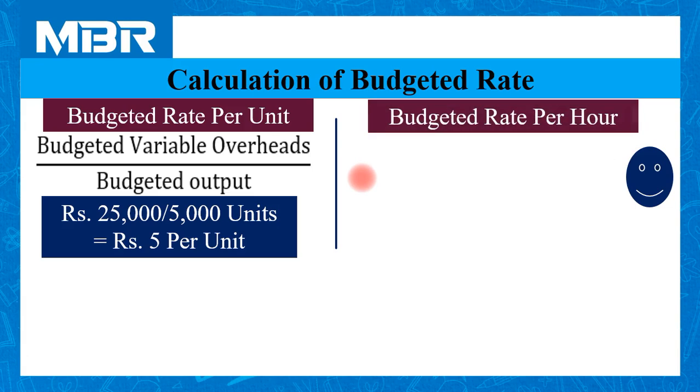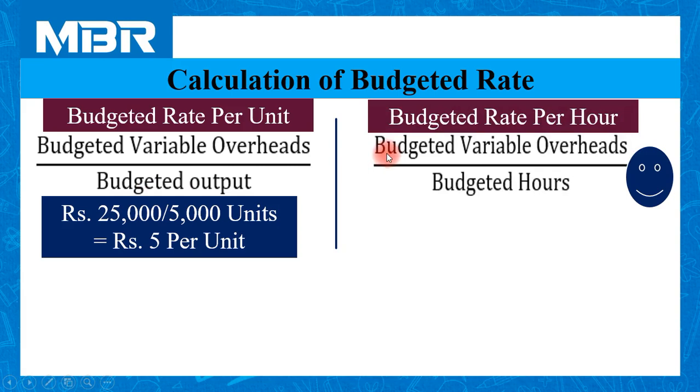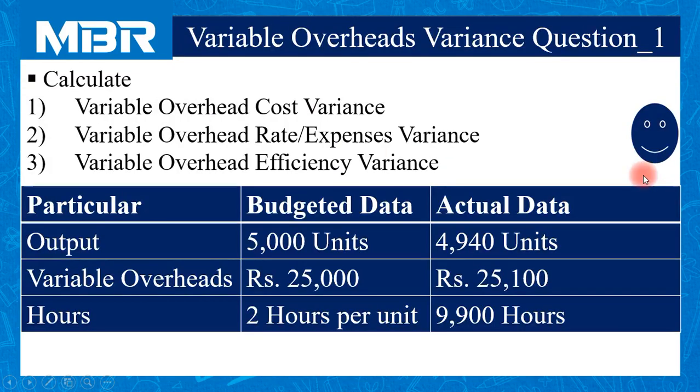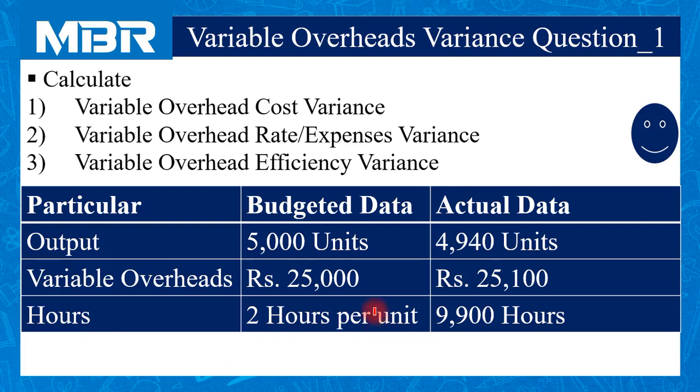Then calculate budgeted rate per hour. Formula: numerator remains same, budgeted variable overheads divided by budgeted hours. Here, calculation of budgeted hours plays an important role. Let us refer to the question. Here, budgeted hours are given per unit, and this information is given as 2 hours per unit.